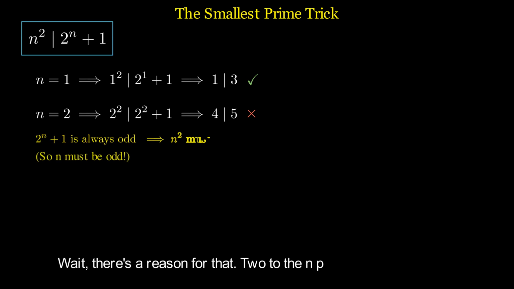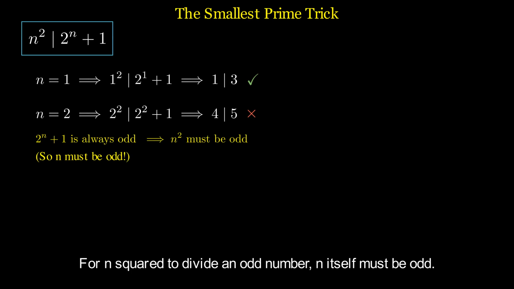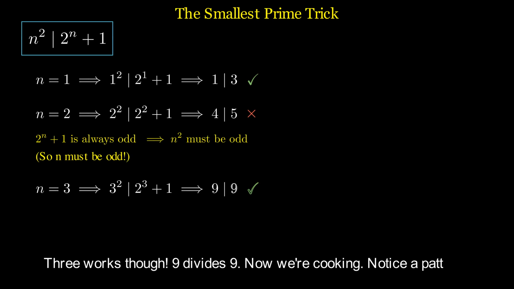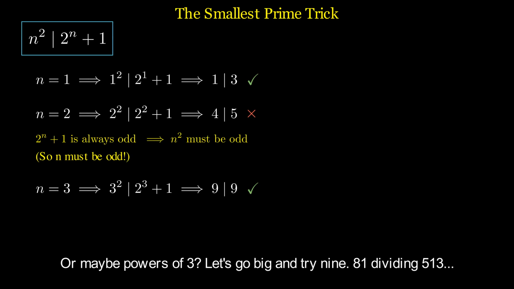Wait, there's a reason for that. 2 to the n plus 1 is always odd. For n squared to divide an odd number, n itself must be odd. 3 works, though. 9 divides 9. Now we're cooking. Notice a pattern? Maybe it's just odd numbers? Or maybe powers of 3.